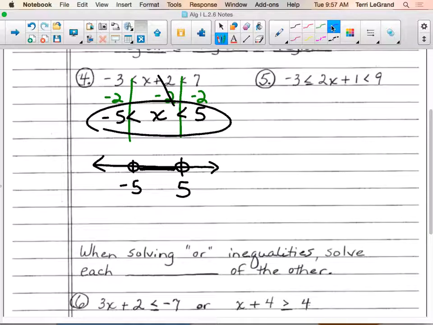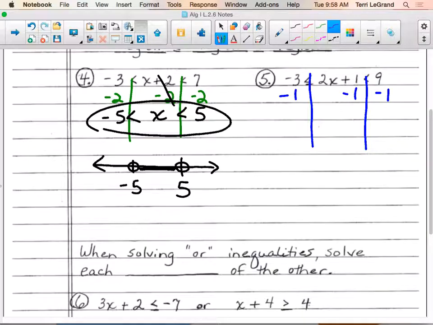Divide every piece. So there's a -3 to be divided by 2, there's a 2x to be divided by 2, there's a 1 to be divided by 2, and there's a 9 to be divided by 2. Would that be a good choice in this case? No. Not at all. So we're going to subtract 1 from all 3 regions instead. Seems like a more sensible way to go about it.